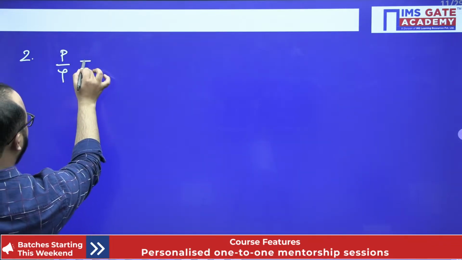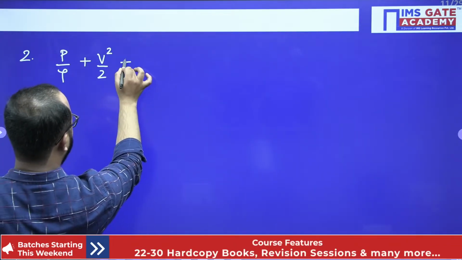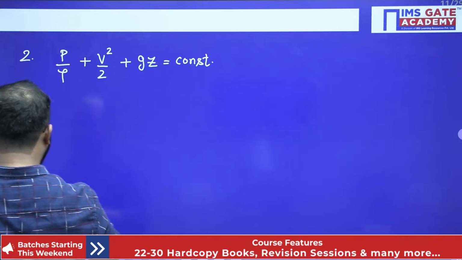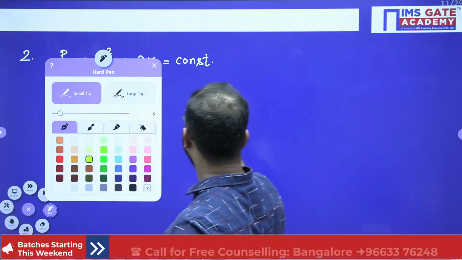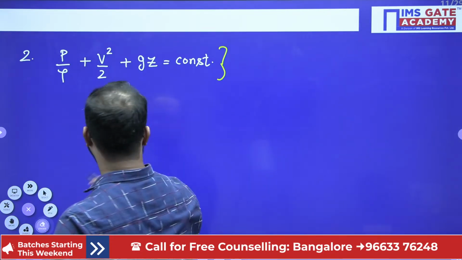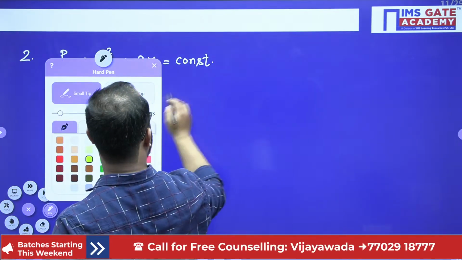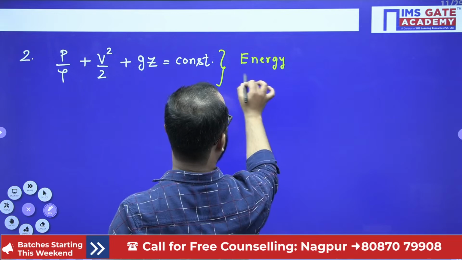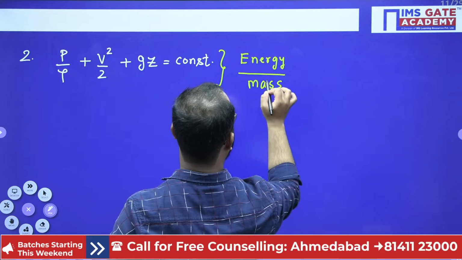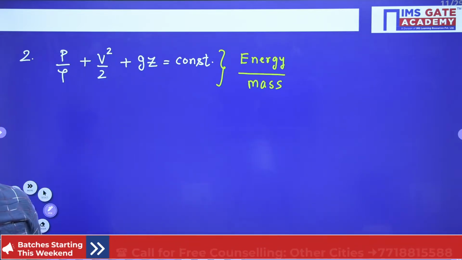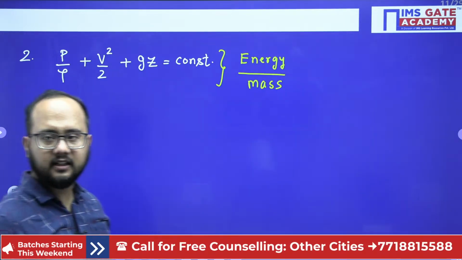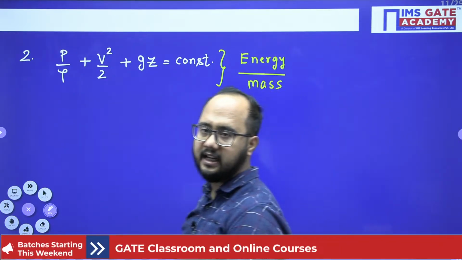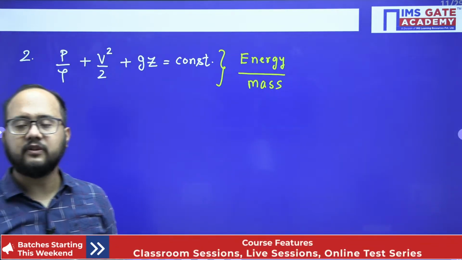P by rho plus V square by 2 plus GZ equals constant. Now, for this, what will be the unit? Can you tell me the unit here? Energy per unit mass. This is the unit. Energy per unit mass. Correct? Yes or no? V square by 2G. Kinetic head, Pragya, it is the kinetic head. V square by 2G will be the kinetic head.